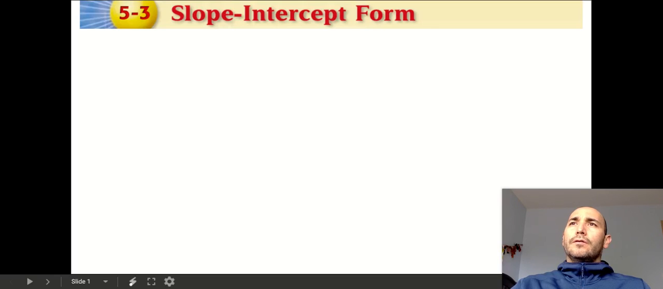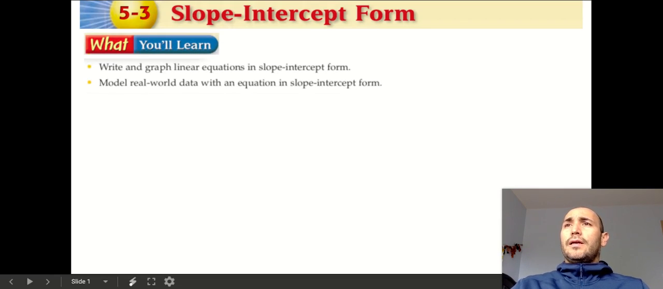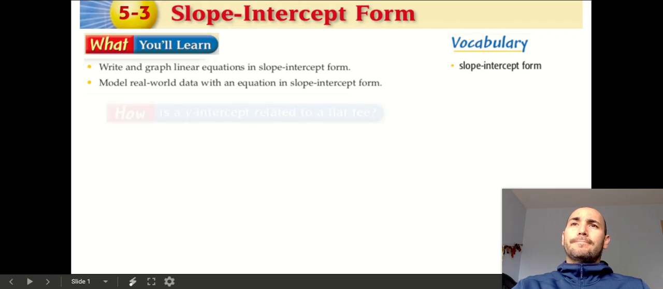All right, we're going to be working on chapter 5, lesson 3, slope-intercept form. So what we're going to learn in this lesson today is how to write and graph linear equations in slope-intercept form and how to model real-world data with an equation in slope-intercept form. So vocabulary is slope-intercept form. So we're going to talk about what that is and what that looks like.